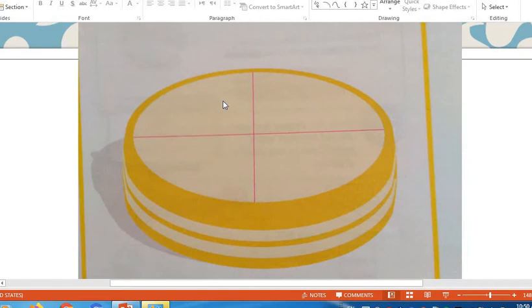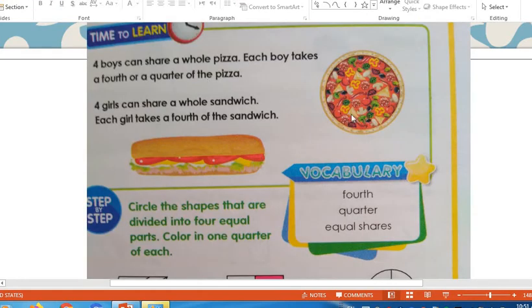What is important to know when cutting a circular shape in half? The cut needs to go through the center of the cake. This is the center of the cake here. Okay, moving to this example.